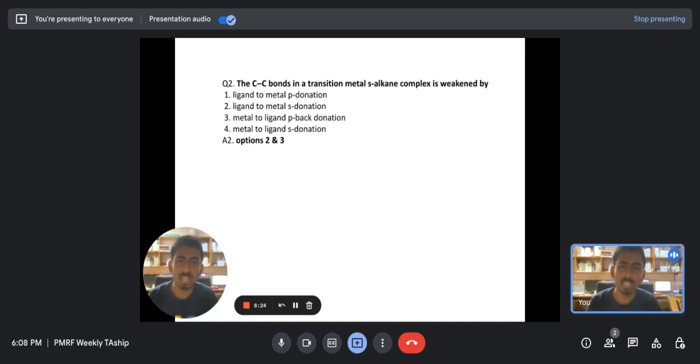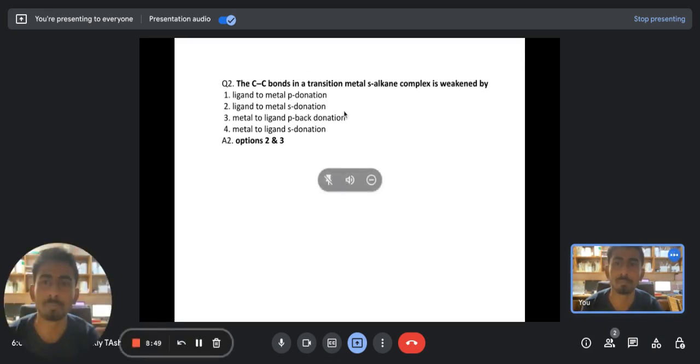The second question is regarding the CC bonds in a transition metal sigma alkane complex. S you can term as sigma and P you can term as pi. So the question is, the CC bonds in a transition metal sigma alkane complex is weakened by ligand to metal pi donation, ligand to metal sigma donation, metal to ligand pi back donation, or metal to ligand sigma donation.